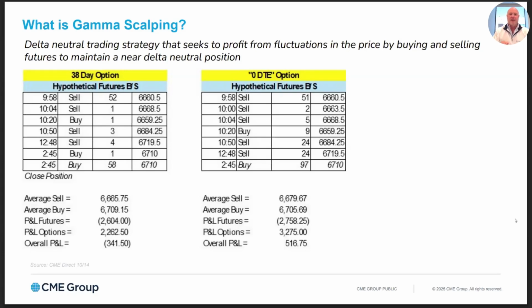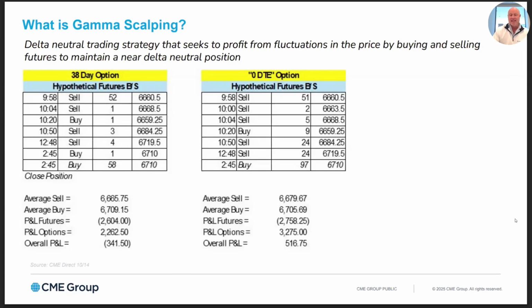We bought 100 of the 38-day options. We bought 100 of the 0 DTE that had the respective deltas. So to get quote-unquote delta neutral, you would sell 52 on the longer dated and you would sell 51 on the shorter dated, and that makes you that delta neutral that we talked about.